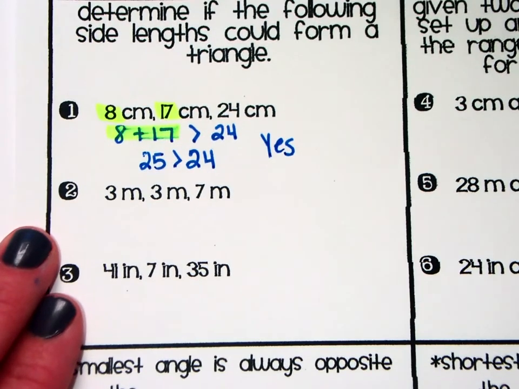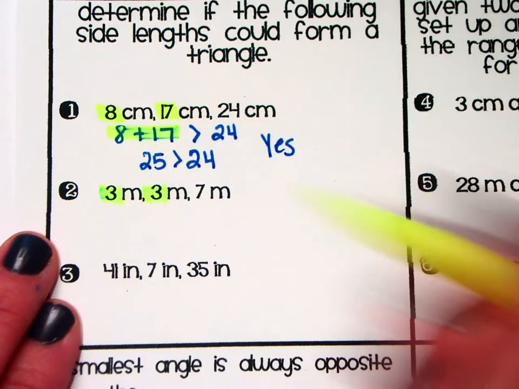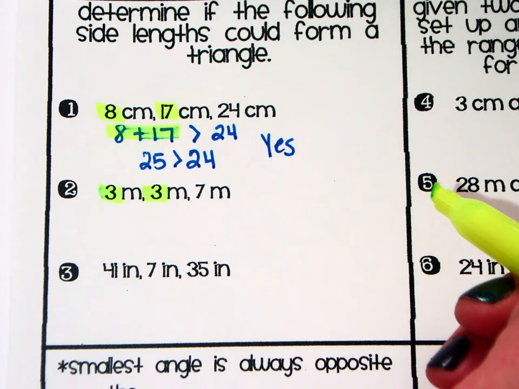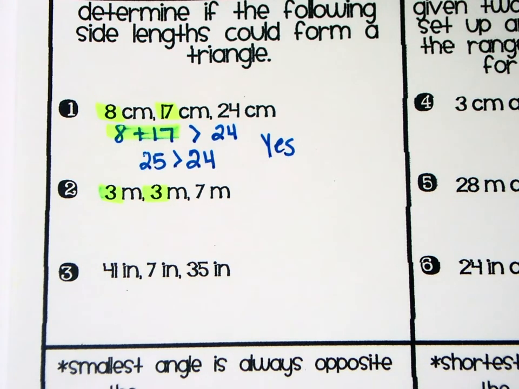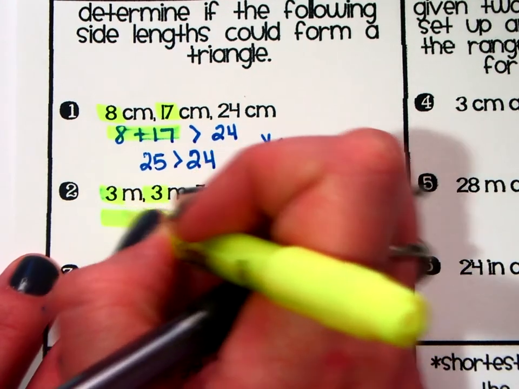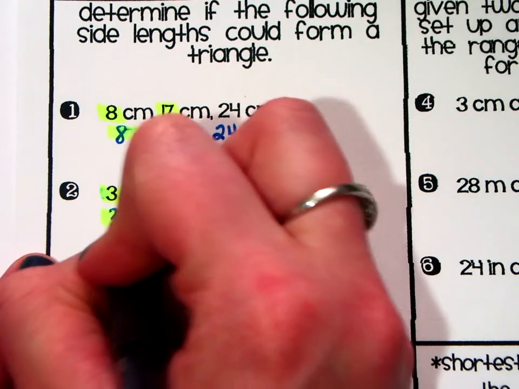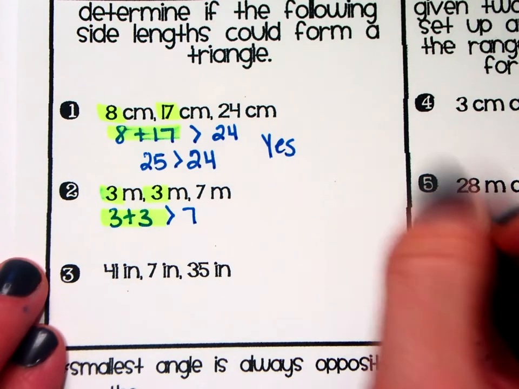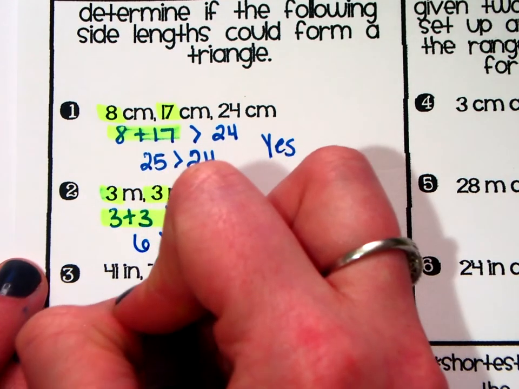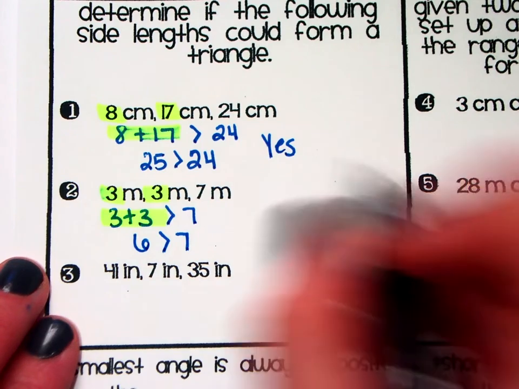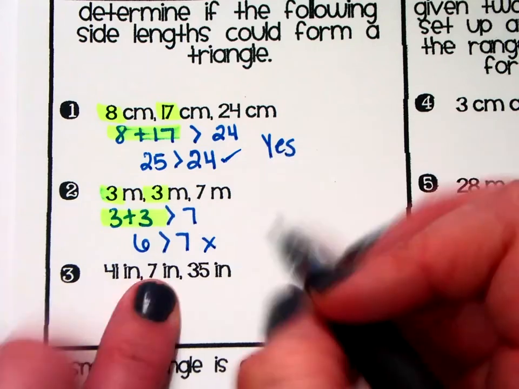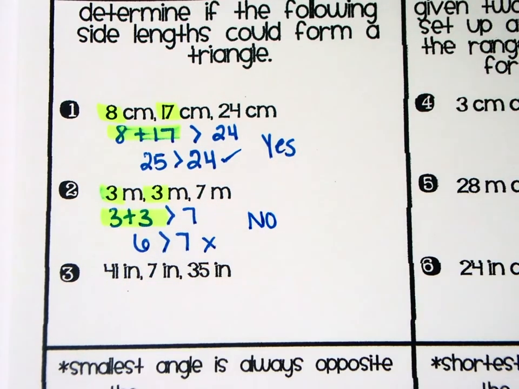Let's try the next one. Our 2 smallest sides are 3 and 3. And again, they're not always going to be listed in smallest to largest order, so you do want to make sure that you're being careful. So I'm going to add 3 and 3 together. 3 plus 3 must be greater than 7, which is my biggest number. When we simplify, we get 6 greater than 7. Well, that is a false statement. Unlike the last one that was true, this is not true. So our answer is no. It's not going to make a triangle.